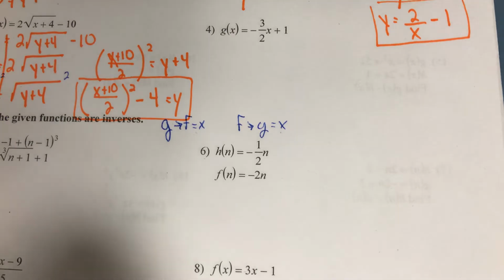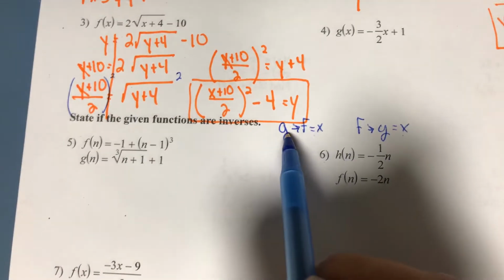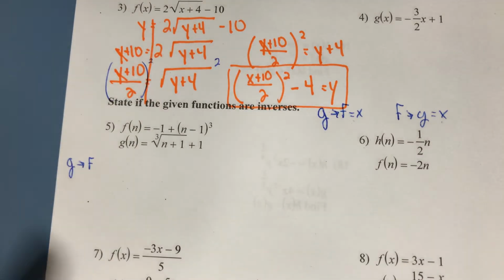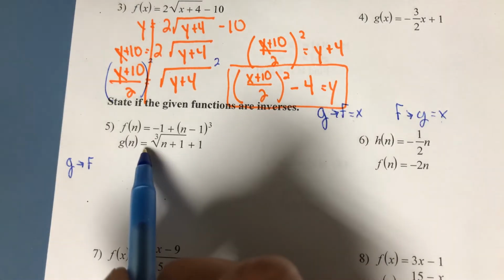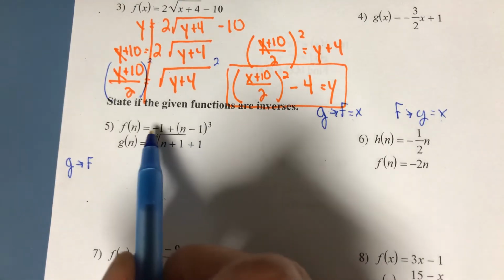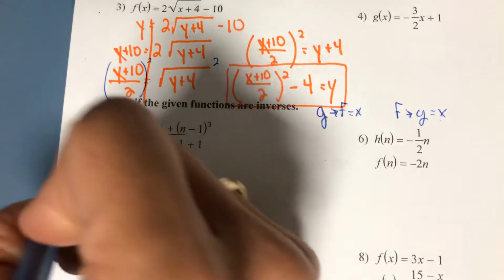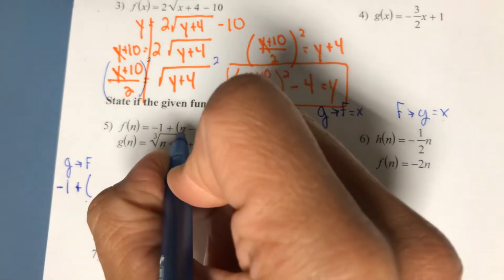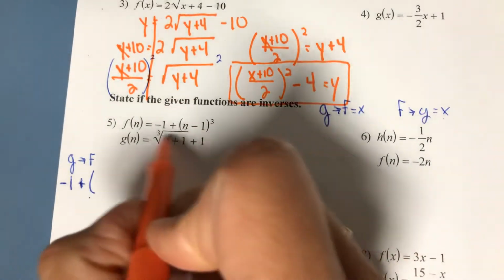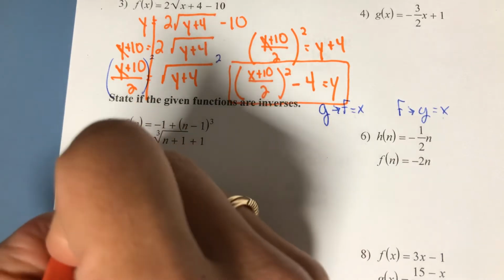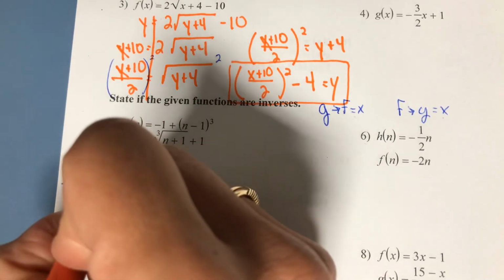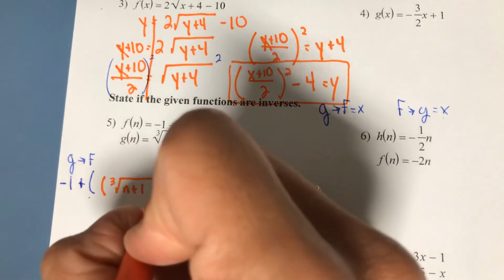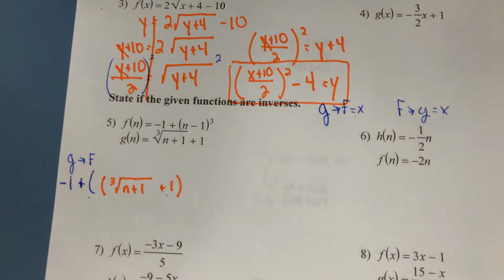So I'm going to start with number 5, and I'm just going to start with g going into f. So I'm going to switch and have different colors. So right now all of this is going right there. So I'm going to start writing f of n in blue. And now n I'm going to replace with all of this, and I'm going to put another set of parentheses because all of this goes in parentheses. So that's where n was.